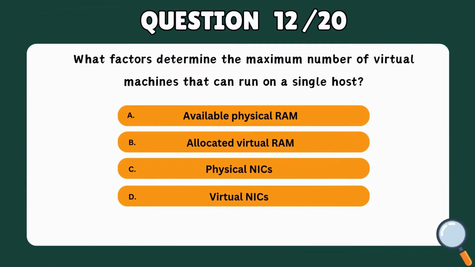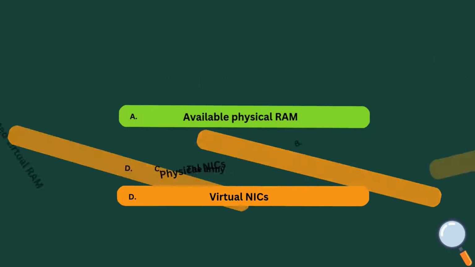Question 12. What factors determine the maximum number of virtual machines that can run on a single host? A. Available physical RAM. B. Allocated virtual RAM. C. Physical NICs. D. Virtual NICs. Correct answer, A. Available physical RAM.